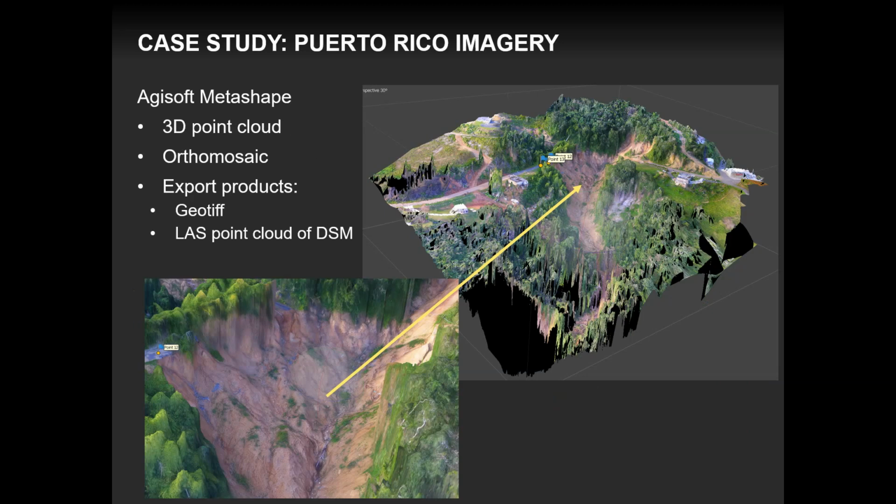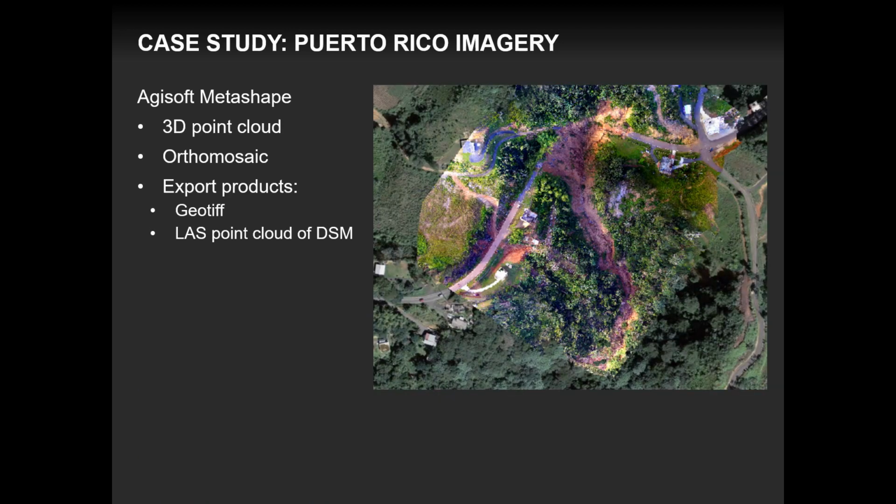So what I did with it is I processed the data in Agisoft Metashape and generated a 3D point cloud and orthomosaic, exporting these as a GeoTIFF and as an LAS point cloud of the resulting DSM. That LAS file just gives me a little bit more flexibility in further processing. Here are some screenshots of the perspective view of the result. And here's the orthomosaic put atop some base map imagery in ArcGIS.